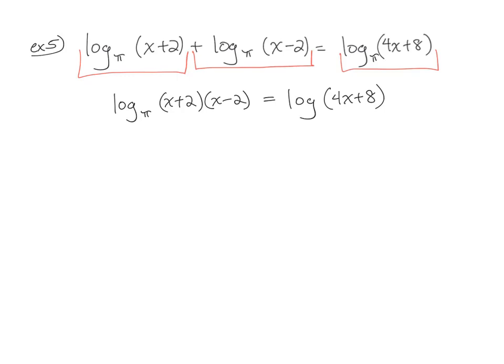Okay, so you have to condense. So let's do that. That means this left side will become log base pi of x plus 2 times x minus 2 equals log of 4x plus 8. So then we can set these two arguments equal to each other, and I'm going to go ahead and let y'all try solving this one. Again, I will release some steps as I go, and hopefully you all can understand everything going on here.